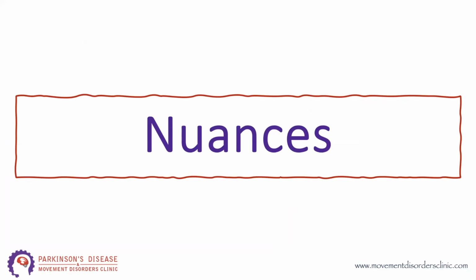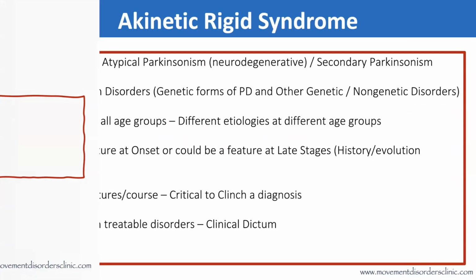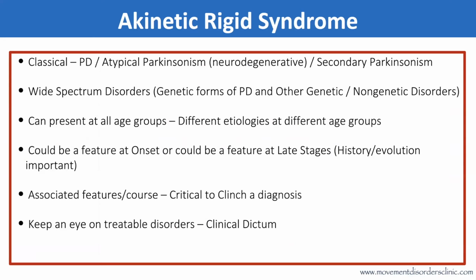Before I end here, I would like to give a few nuances to remember about akinetic rigid syndrome. Please do remember that for akinetic rigid syndrome, classically it is Parkinson's disease. Then we have atypical Parkinsonian syndromes, and most of them are neurodegenerative, that is multiple system atrophy, corticobasal syndromes, or progressive supranuclear palsy, or dementia with Lewy body disease, or secondary Parkinsonism, which are our classical group of akinetic rigid syndrome. However, you should remember that these are a wide spectrum of disorders where genetic forms of PDs and other genetic and non-genetic disorders are part of this group of akinetic rigid syndromes.